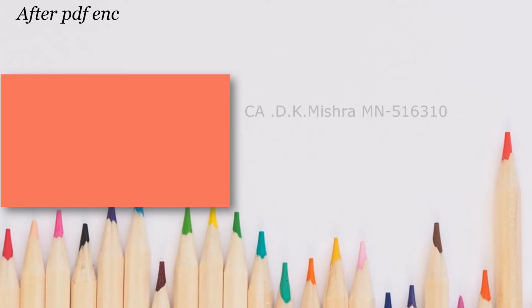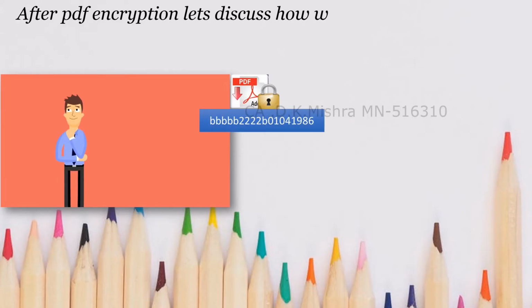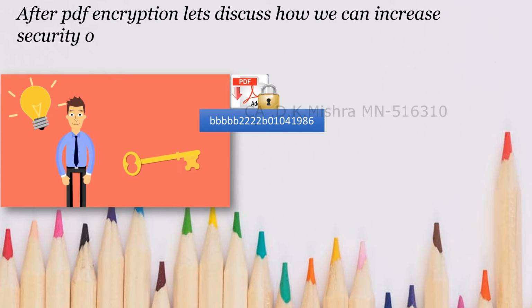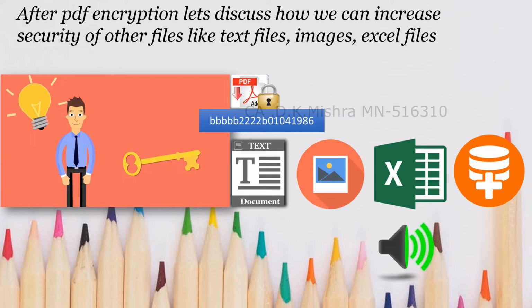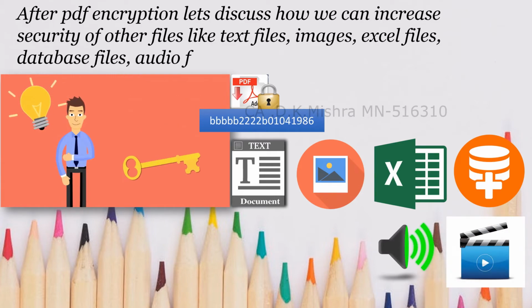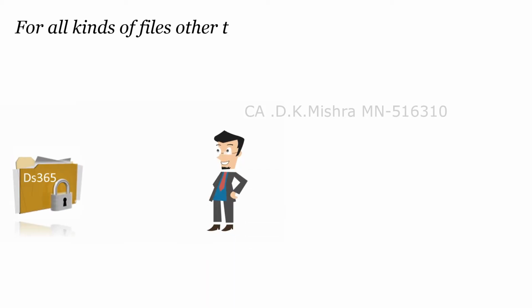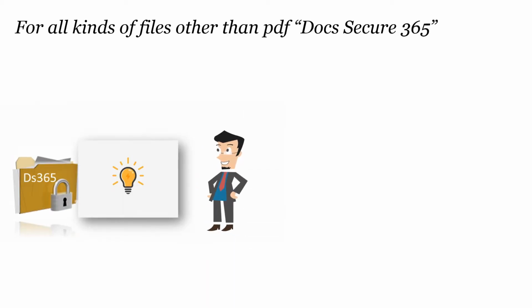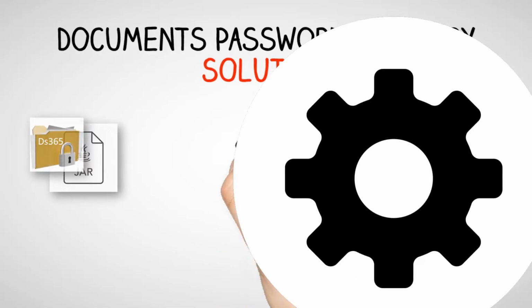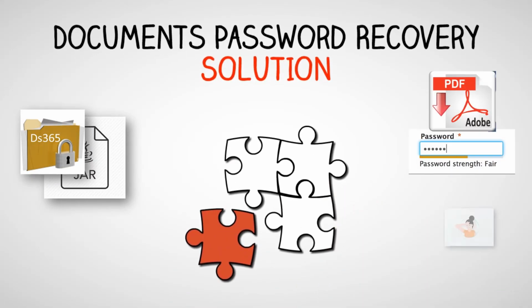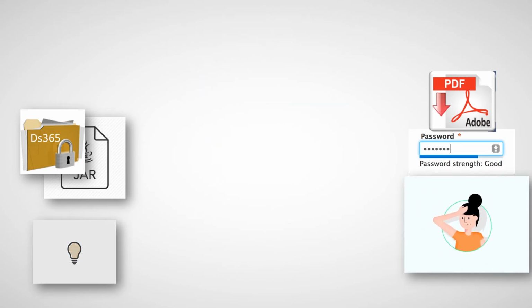After PDF encryption, let's discuss how we can increase security of other files, like text files, images, Excel files, database files, audio files, video files, etc. For all kinds of files, other than PDF, Docs Secure 365 is having an excellent solution. As discussed earlier, this software solves the problem of documents password recovery in several ways.